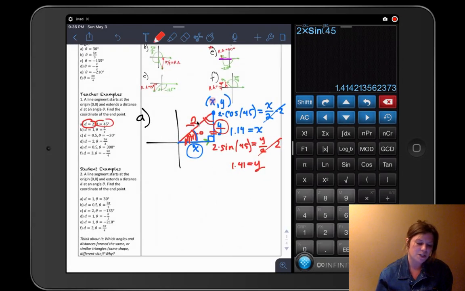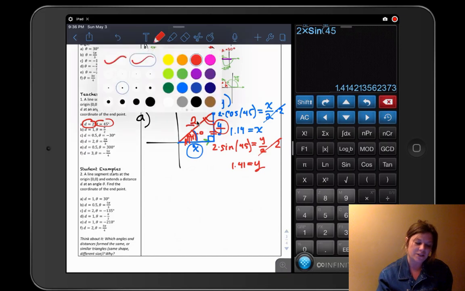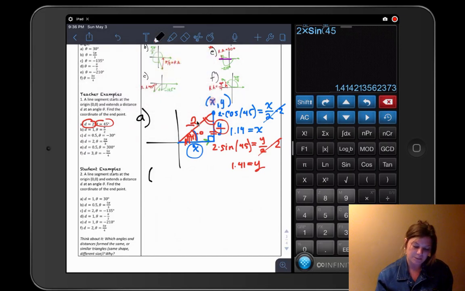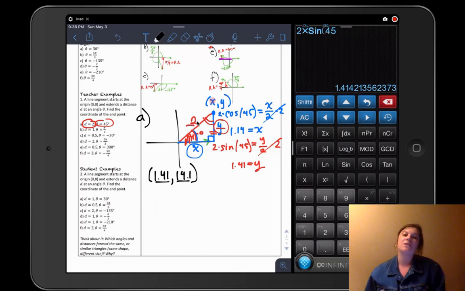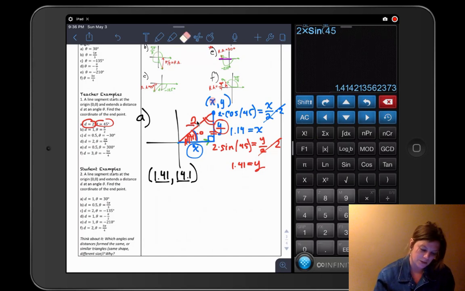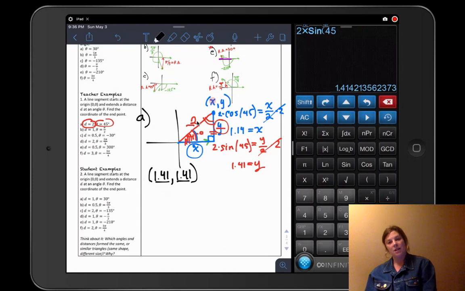Okay, so what is our final answer? Our final answer is the x coordinate is 1.41. The y coordinate is 1.41. So on your formative and summative assessments, oops, I put the decimal in the wrong spot. On your formative and summative assessments, you are going to be typing in those coordinates, and that's going to be how you show you understand how to find the coordinates.